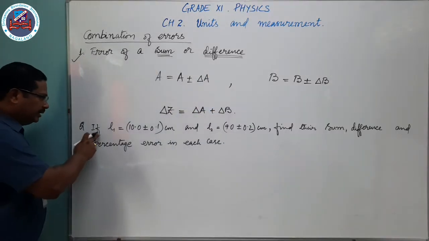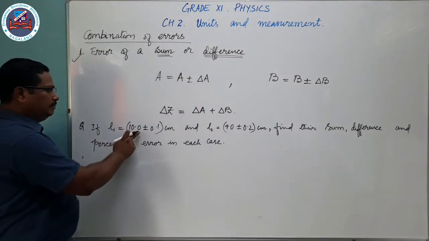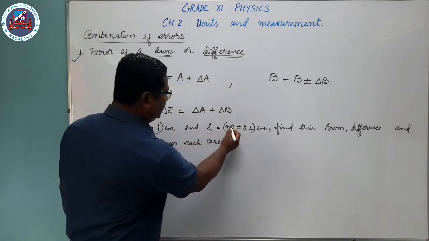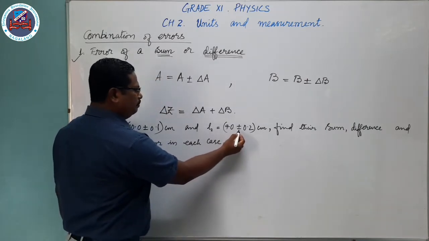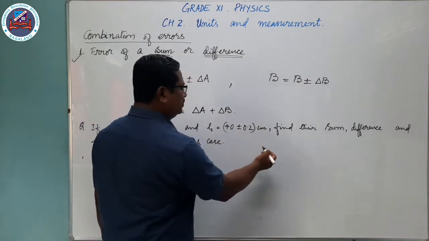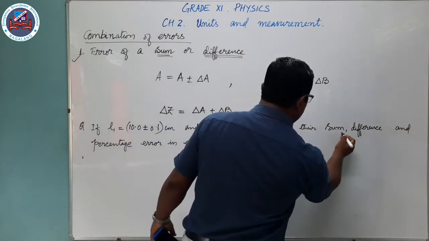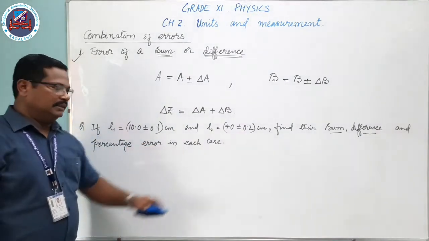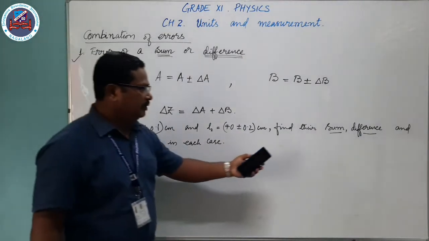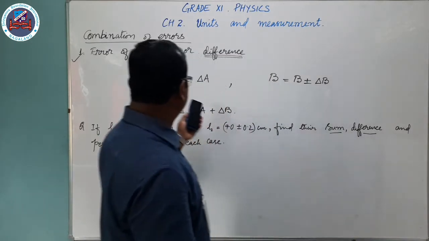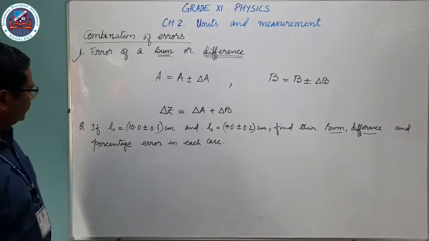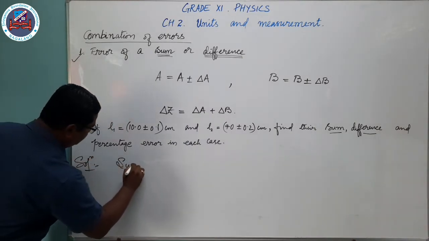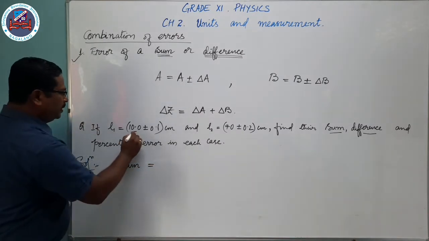So here is one question. If L1 is given as 10.0 plus or minus 0.1 and L2 is given as 9.0 plus or minus 0.2 centimeter, find their sum, difference and percentage error in each case. First of all, we'll concentrate on how to find their sum and difference. As I said, let us see how to deal with the error. Let us do the sum first.